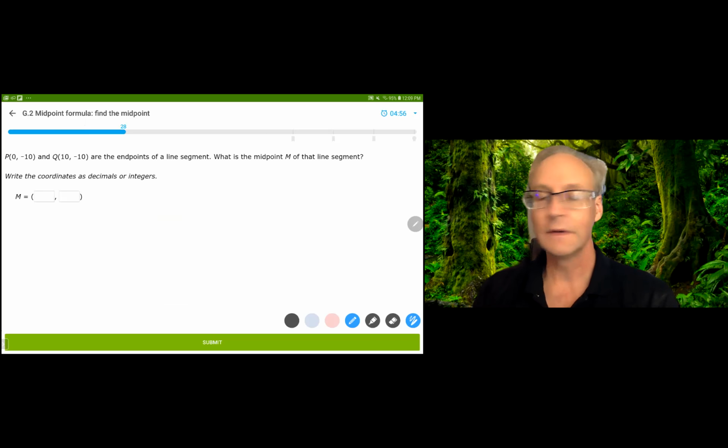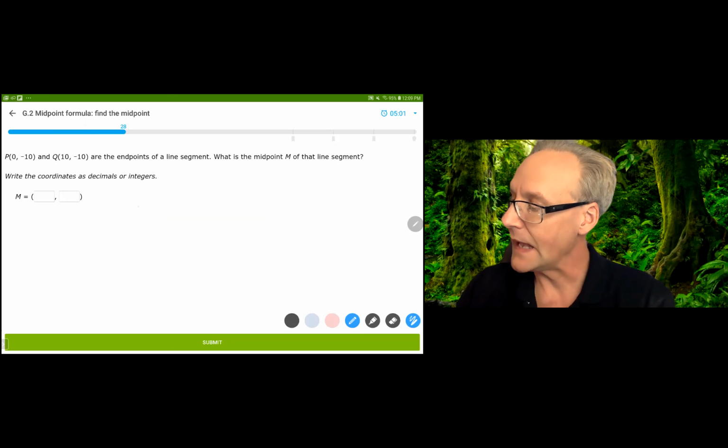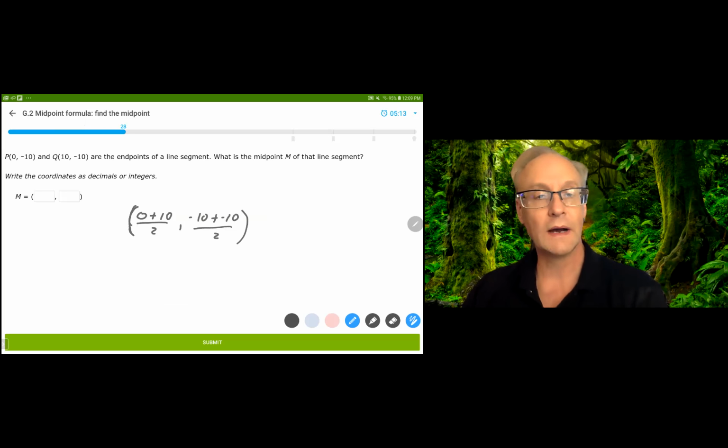Now this time I have some integers with negatives in them. So I'm going to go ahead and add 0 plus 10 over 2. That's my 2 x's. There we go. And I have negative 10 plus negative 10 over 2. Those are my 2 y values.